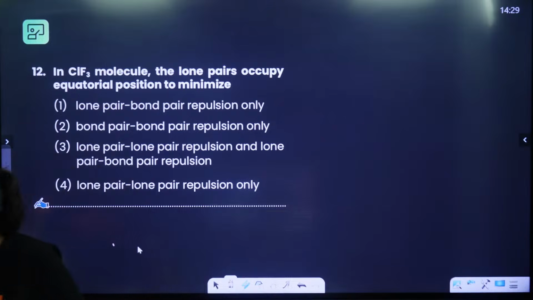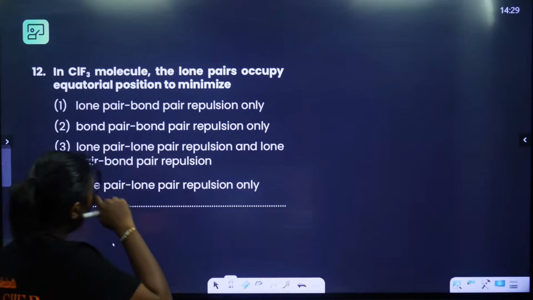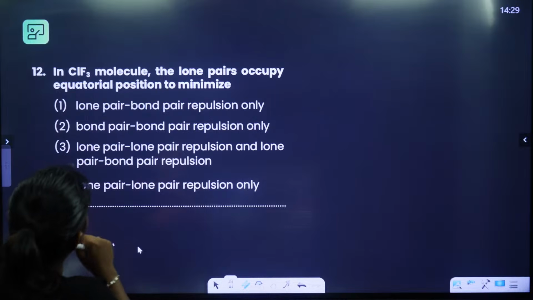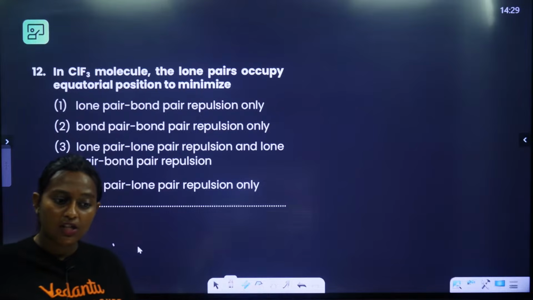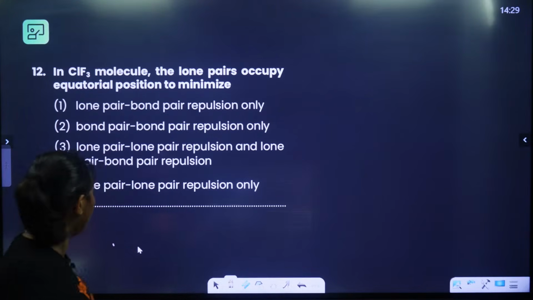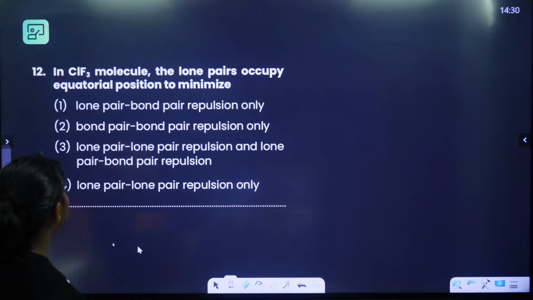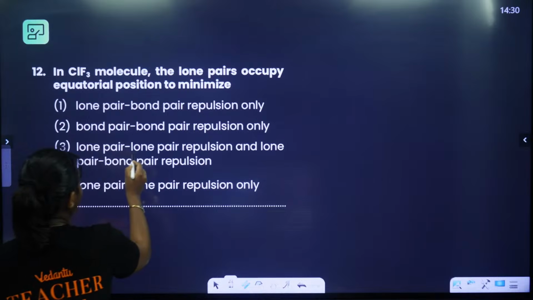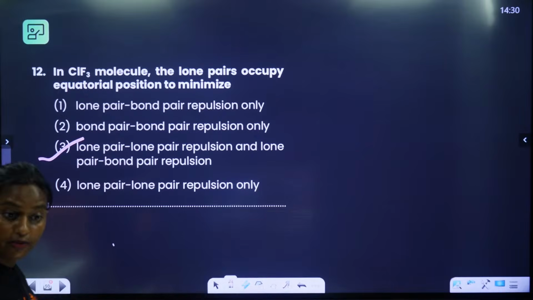So what is the correct answer? I can see 3 and 4. Okay, let me check. In ClF3, the lone pair occupies the equatorial position to minimize repulsion. Maximum distance means less repulsion. So what will be the correct answer? ClF3 obviously contains lone pairs and bond pairs, so the correct answer is lone pair-lone pair repulsion and lone pair-bond pair repulsion. Correct answer is 3.